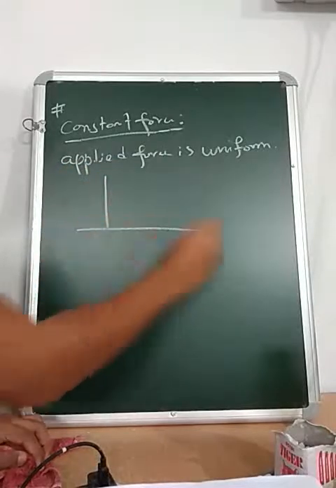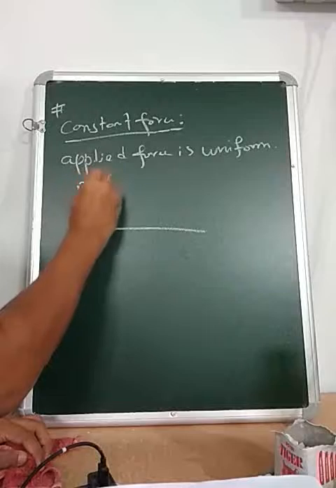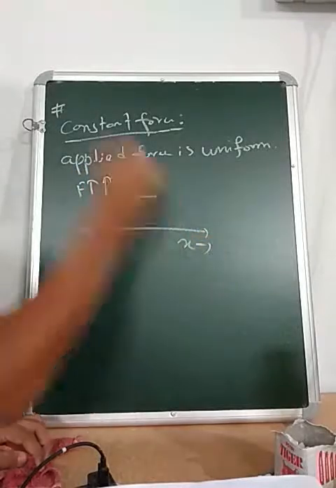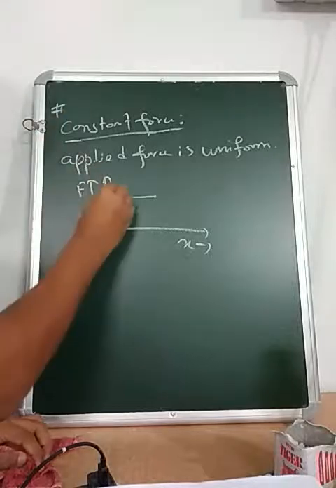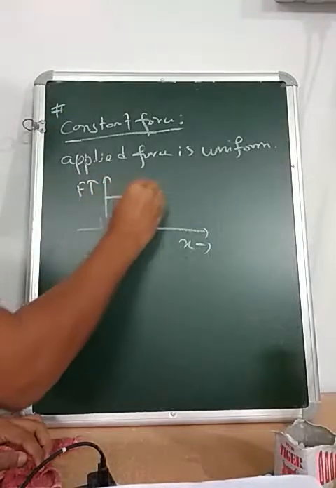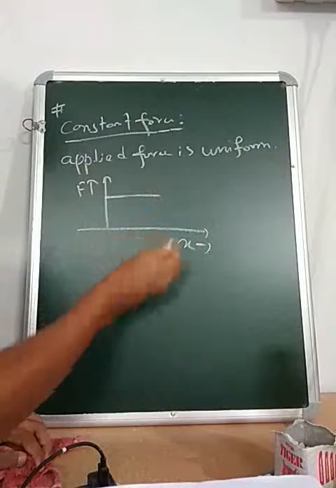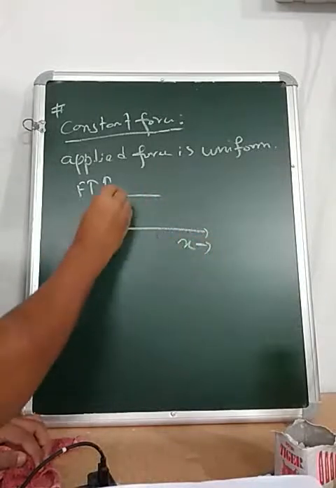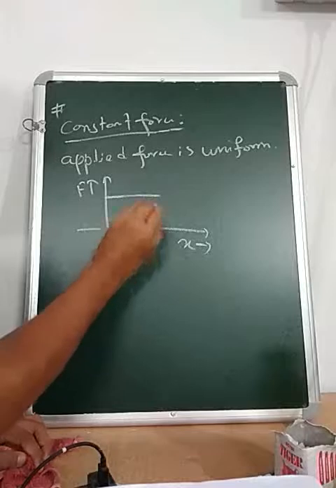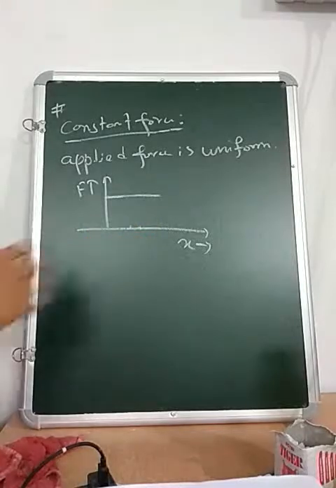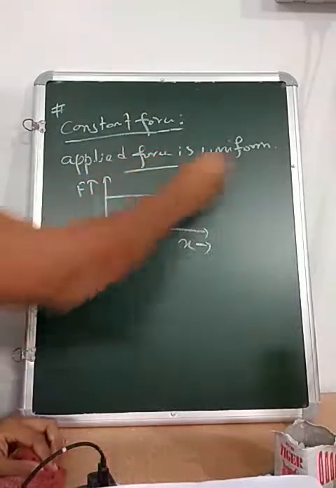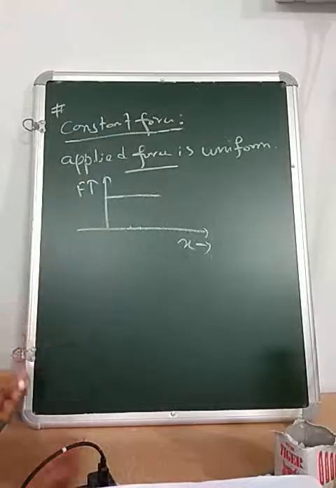And how do we represent the constant force graphically in the F-x graph? This is the graphical representation of constant force. It is a straight line parallel to the x-axis or displacement axis, that is, the force does not change with respect to displacement. So this is how we represent constant force graphically. And what is constant force? If in a system the applied force is uniform during the whole displacement, then that type of force is called constant force.